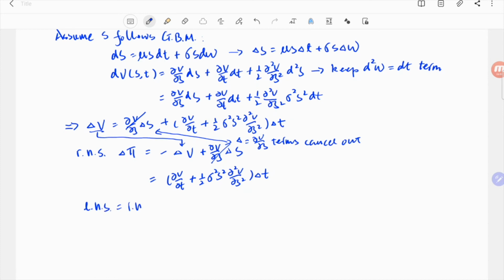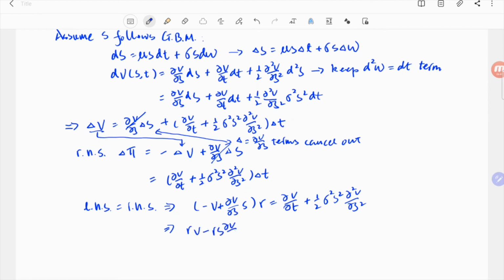Now, make the left-hand side equal the right-hand side. That is, make the interest rate term equal the value change of the instruments. And reorganize the terms, we have the so-called Black-Scholes equation.